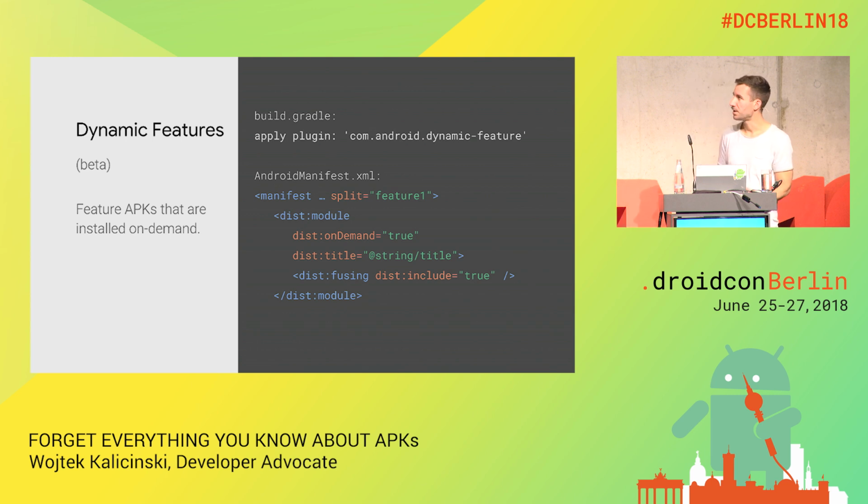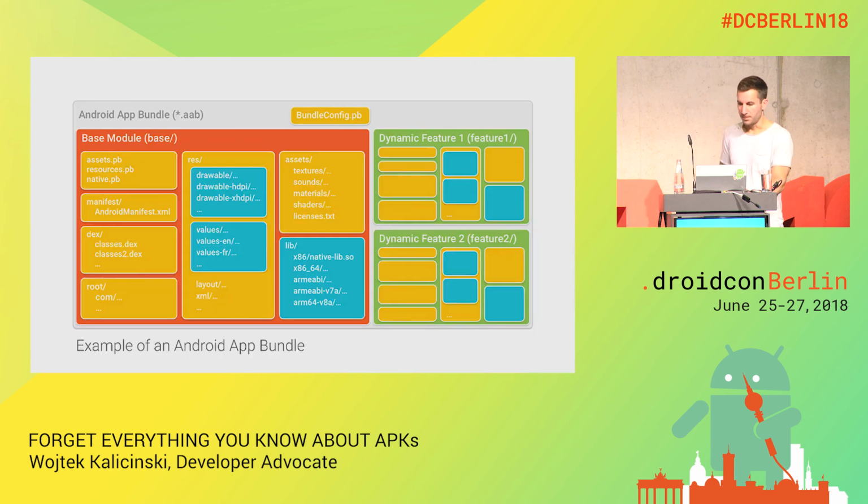To build those, you have to have a module in your Android Studio project that applies the dynamic feature Android Gradle plugin. And it has some special metadata in the manifest that lets the build system know that it's to be loaded on demand. It has a title, and it has a split name. And that split name is actually the folder name where it'll reside in the app bundle.